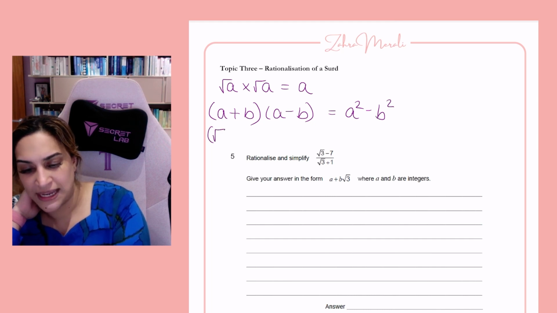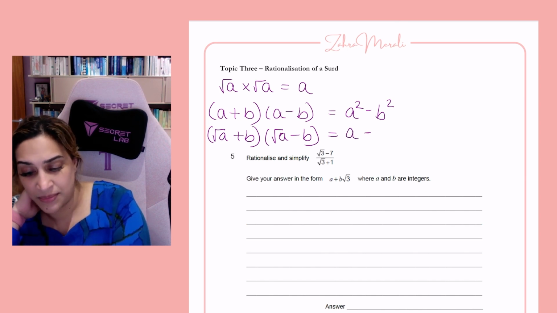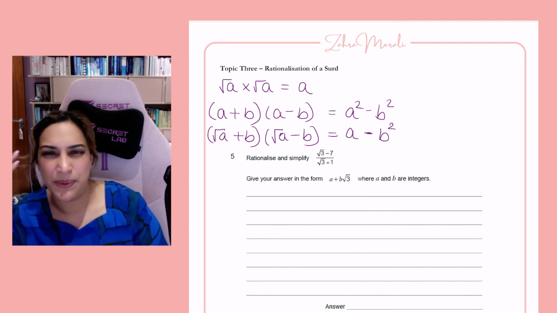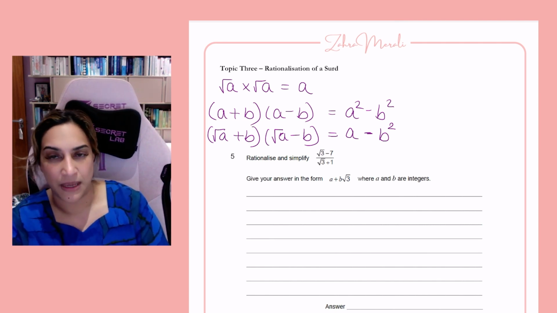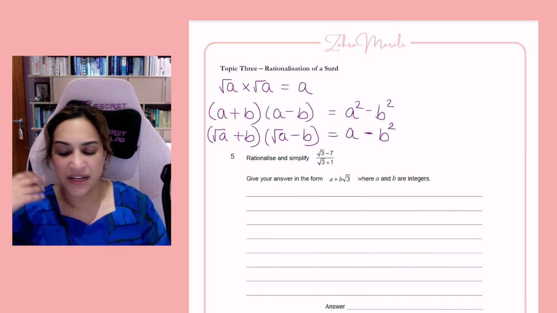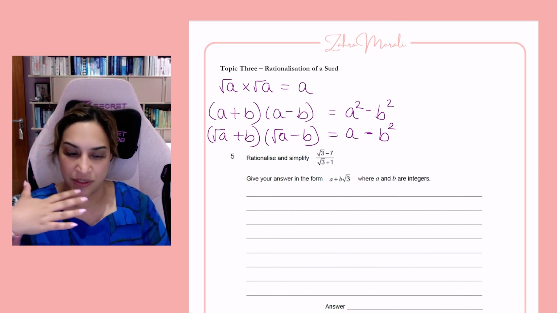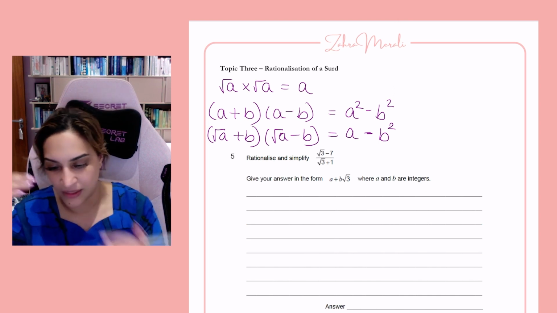So for example, if we've got root a plus b, we need to multiply it by root a minus b. And what that will do is we'll square the first number, which in this case would be a, minus the second value squared. And that's typically the questions you're going to get in further maths. Very unlikely you'll get just a single value. You'll probably have to use the difference of two squares.